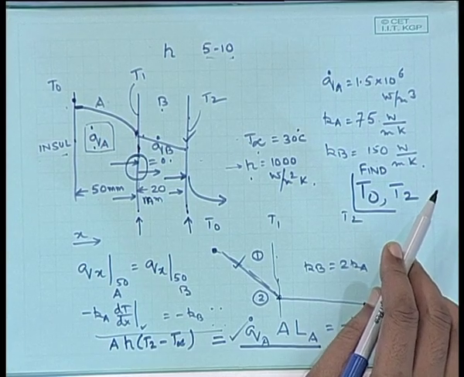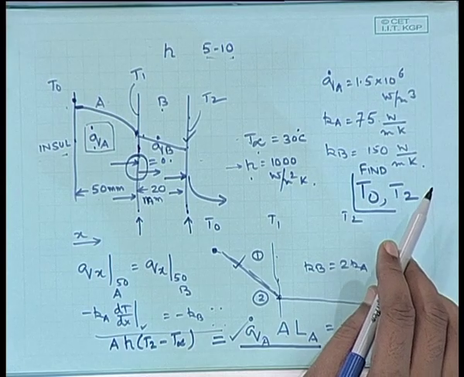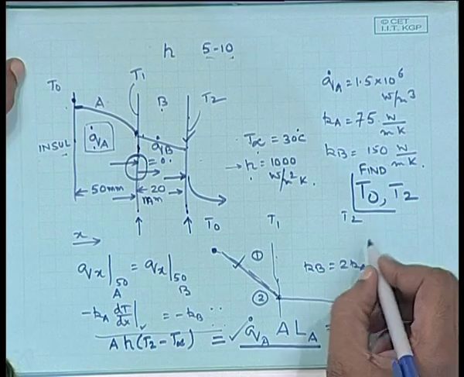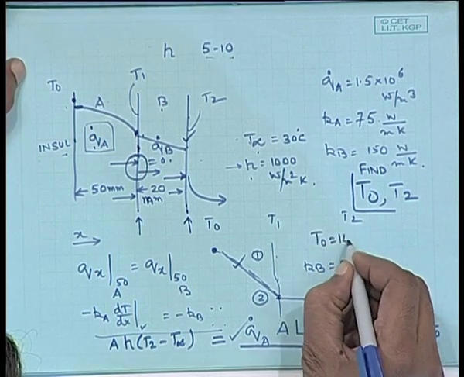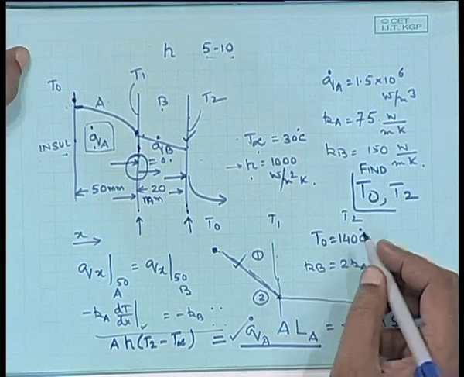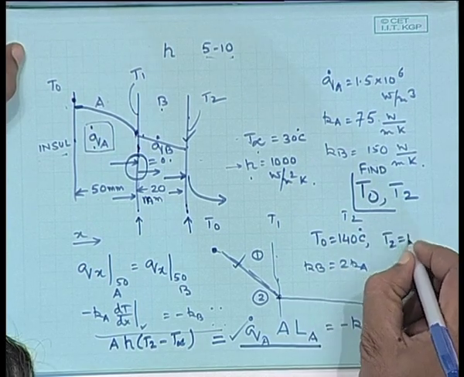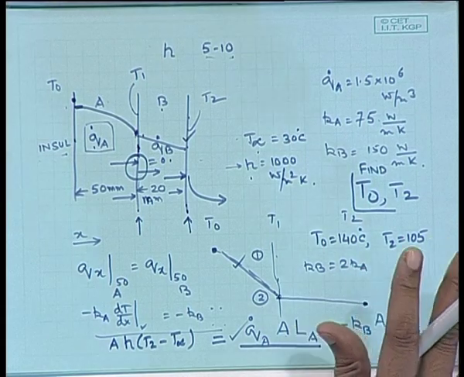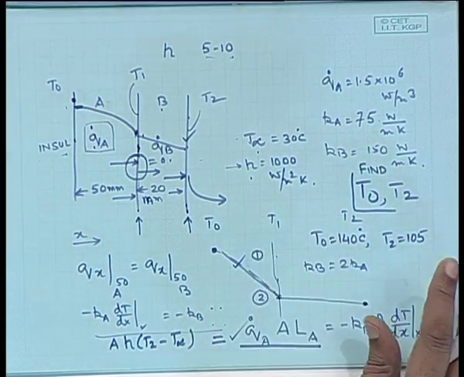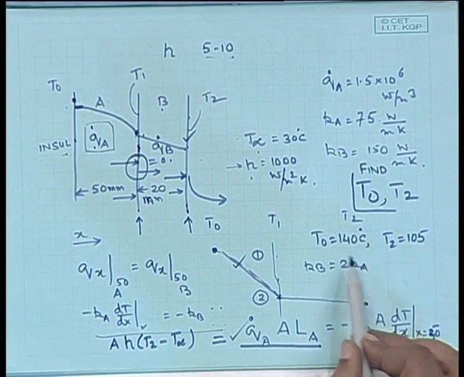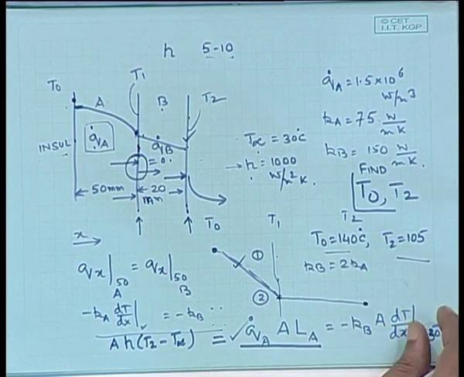very quickly find out the value of T0 and T2, but I will simply give you the answer for this case. T0 is 140 degree centigrade and T2 is 105 degree centigrade. So, I think I have touched upon all the possibilities. Now, you think and choose the possibility using which you would be able to find out T0 and T2.